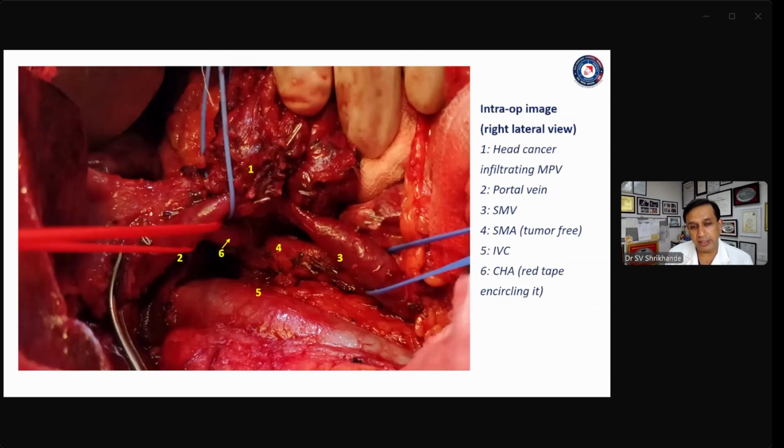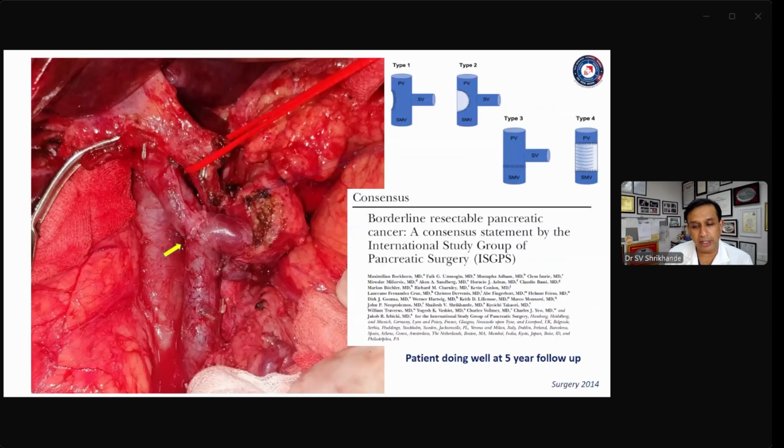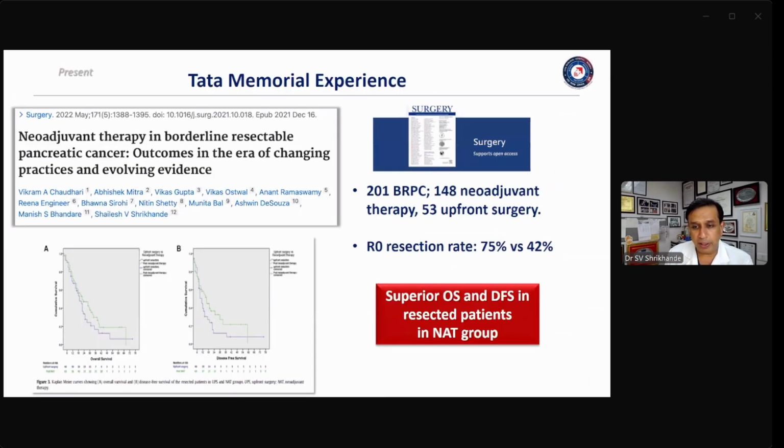And then this is another view from the side highlighting the triangle clearance and lifting the tumor off. And then we are able to do the transection lines and again do a type 3 ISGPS anastomosis. We have published our series done by my other colleague, Dr. Vikram Chaudhary, and this is 201 BRPC cases, majority of them neoadjuvant. You get superior overall survival and disease-free survival, provided you resect them after neoadjuvant therapy.